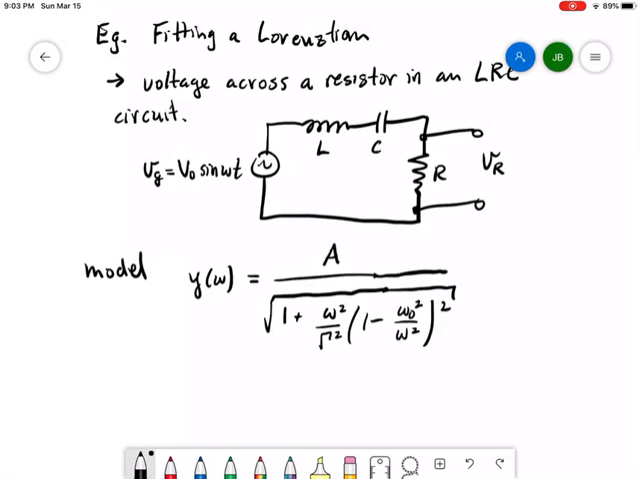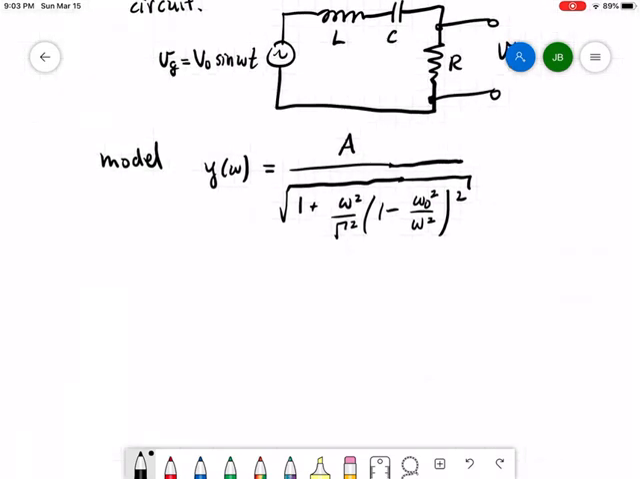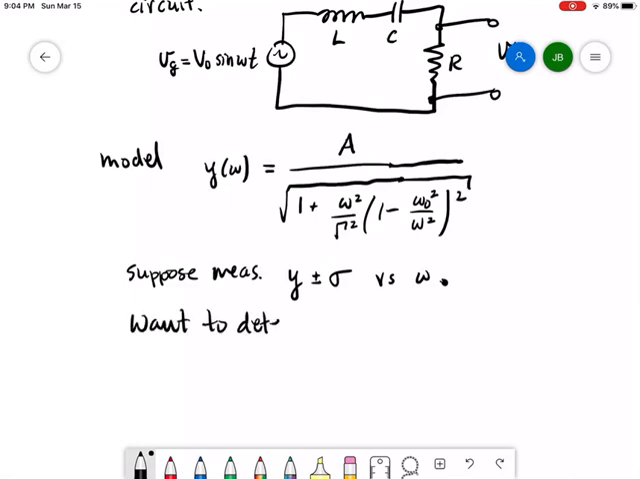And so if we're trying to do a nonlinear fit, what we might be trying to extract is the following. Let's suppose that you measured y plus or minus sigma versus omega. Then you want to determine the parameters, which could be A, this gamma quantity and omega naught. So it's 3 parameters. And that's clearly a nonlinear function.